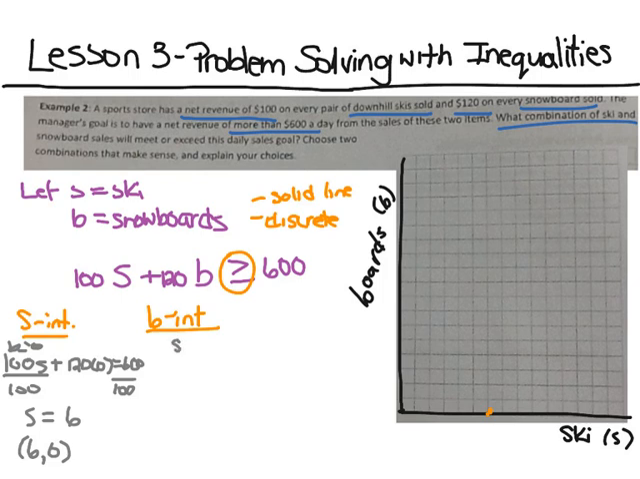Then we will find our b-intercept, so s equals 0. So 100 times 0 plus 120b is equal to 600. Divide both sides by 120. And we know that b is equal to 5. So we have a point at 0, 5. 1, 2, 3, 4, 5, right there. And so we're going to draw a straight line through the points.